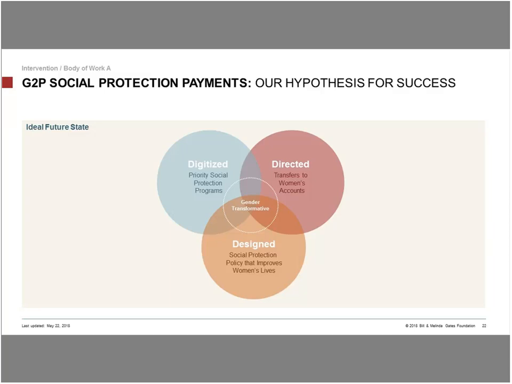So here's our hypothesis. As I said earlier, we believe that these 3 elements are very important: digitizing a payment stream, directing the transfers into women's accounts, and designing the social protection policy such that it helps her. It doesn't harm her. But you know, the devil is really in the details of these 3 things. And I'm actually going to show you all some draft criteria in each of these areas.